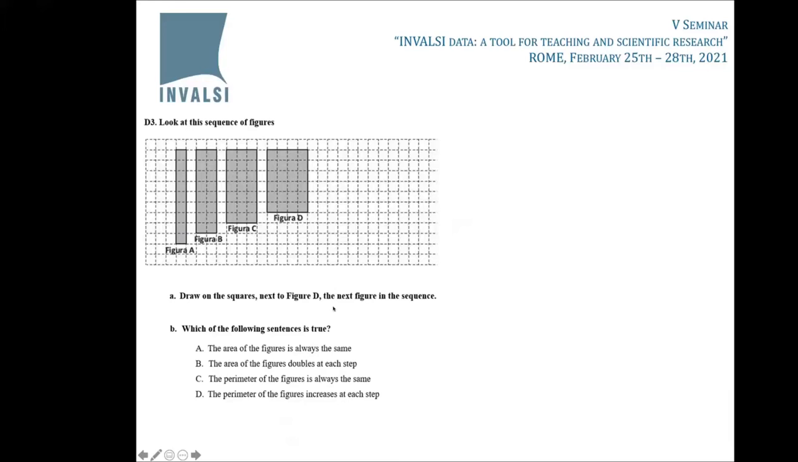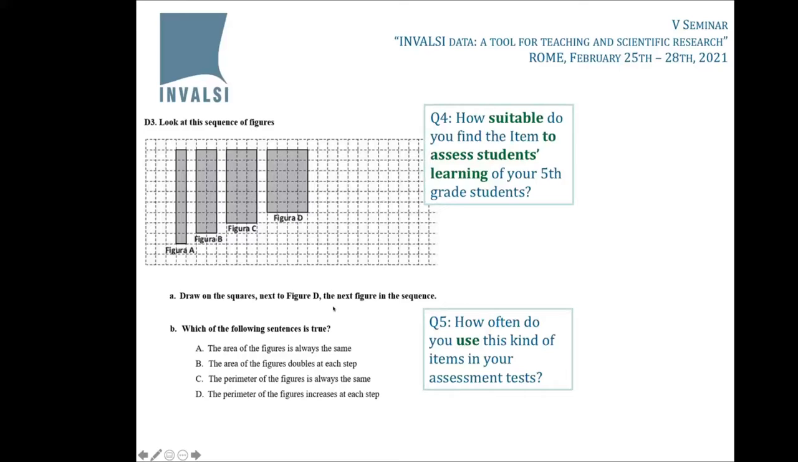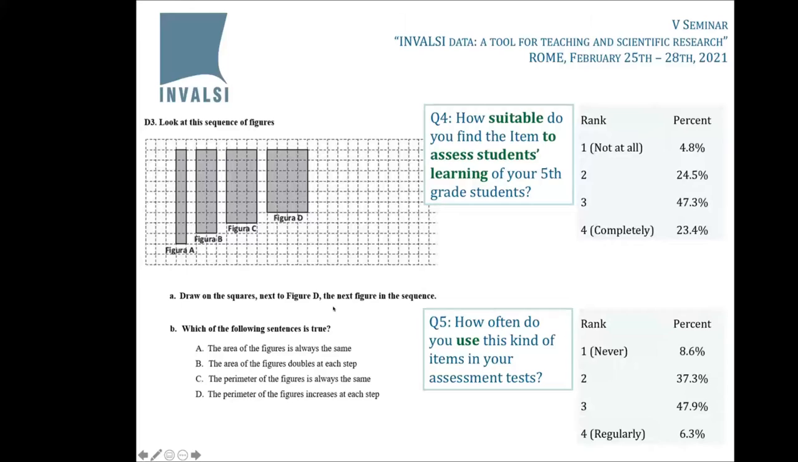Further elements are unveiled by analyzing teachers' responses to the next two questions of the survey regarding the same item. The first was meant to investigate teachers' awareness of the suitability of the item in order to assess students' learning at grade five. The second aimed to know to what extent teachers claim to use this kind of item in their ordinary assessment tests. As can be seen in these tables, although 23.4% of teachers considered the item completely suitable to assess students' learning, the percentage of teachers who declared they regularly use this kind of item in their classroom is limited to 6.3%.